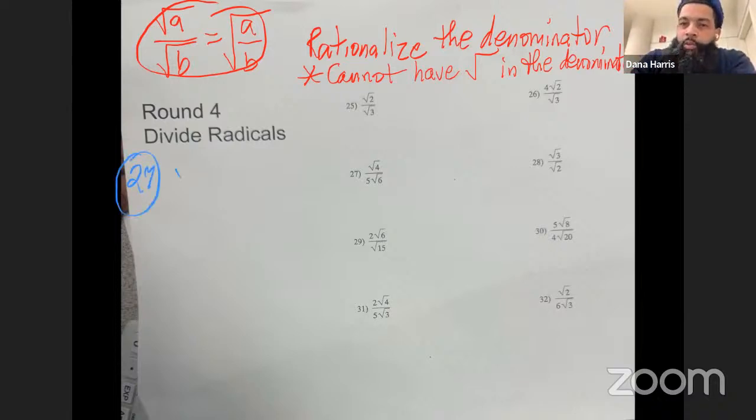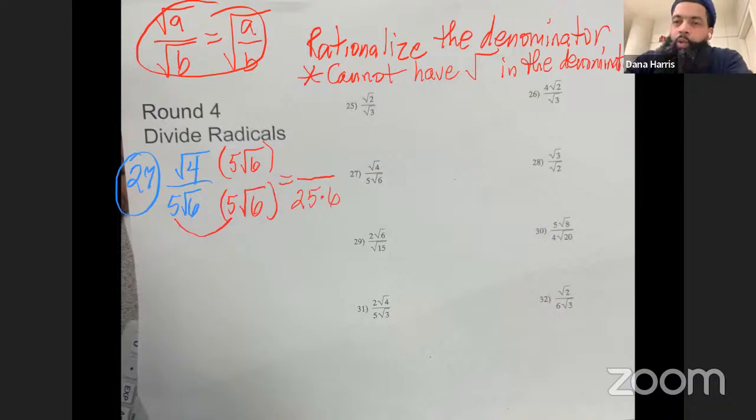27 says square root of 4 over 5 times the square root of 6. So we're going to do the same thing, but we have to multiply by 5 times the square root of 6. So we got to multiply by that whole denominator, 5 times the square root of 6. Now, when I multiply these on the bottom, this is 5 times 5, so that's 25. And then square root of 6 times the square root of 6 is 6.